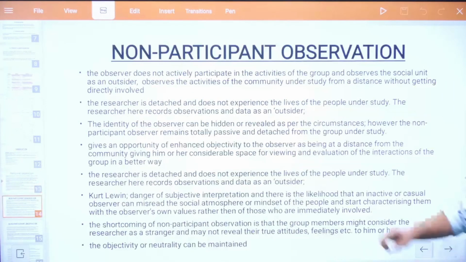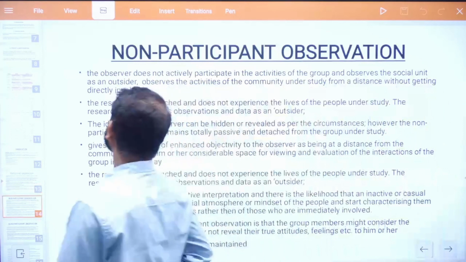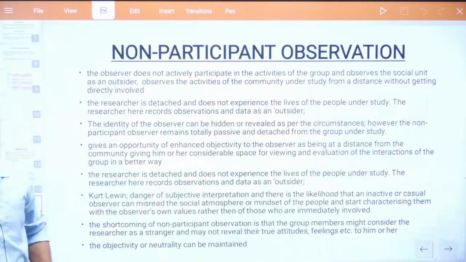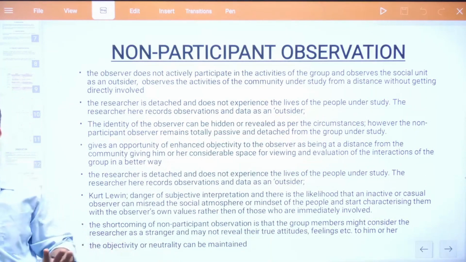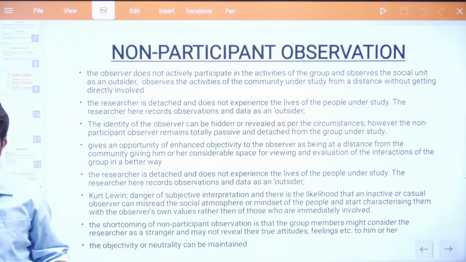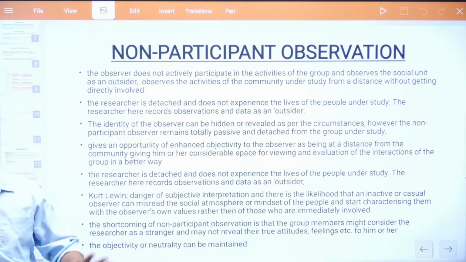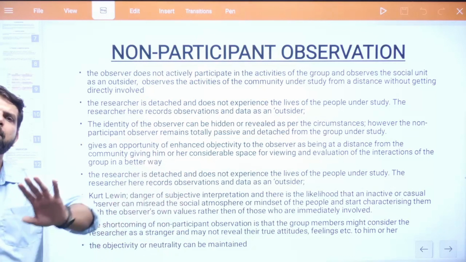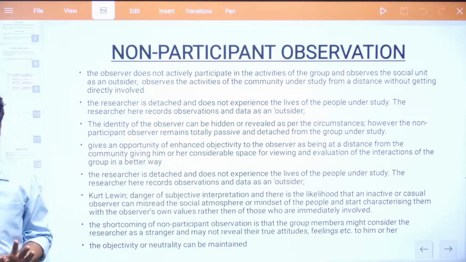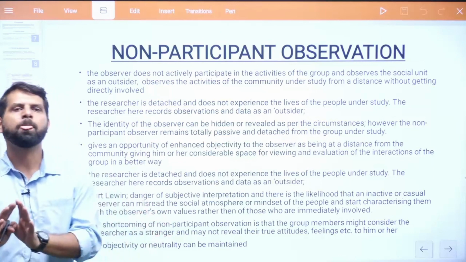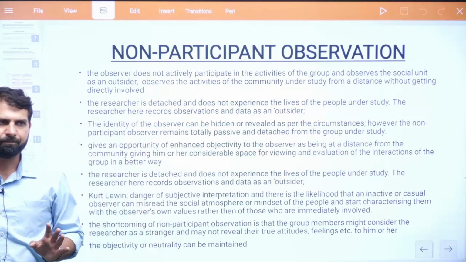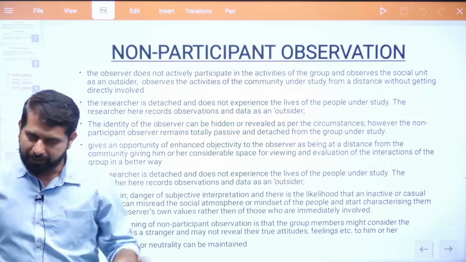Second is non-participant observation. So here, what happens is, the observers do not participate in the social activities as they would in participant observation. They are completely detached from the community activities. Okay, they are an outsider basically.